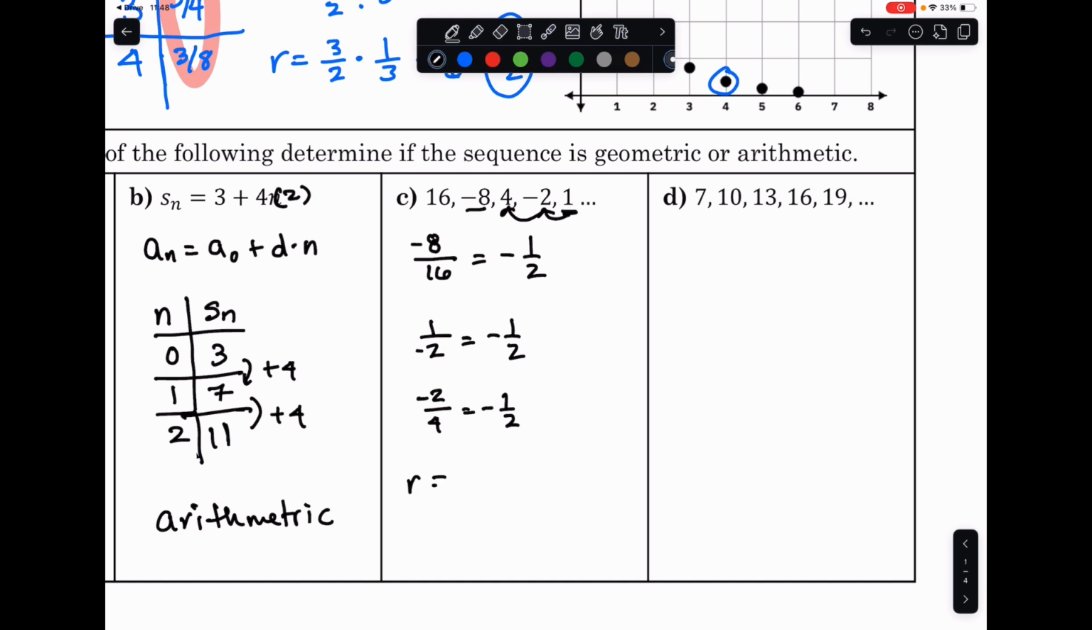So since this has a common ratio, we'll say r. Since the common ratio r is equal to negative 1/2, then this has to be an example of a geometric sequence.